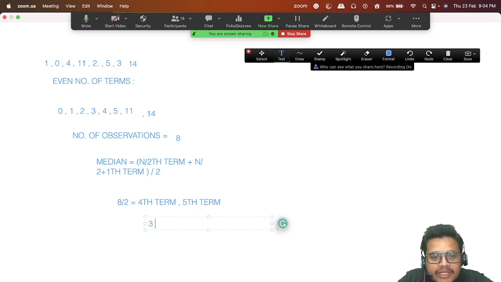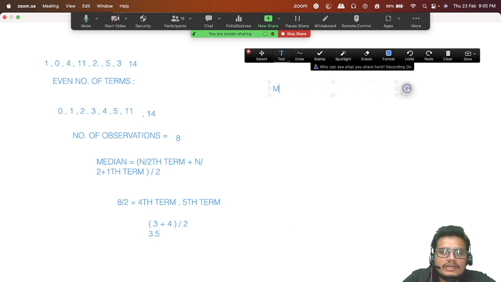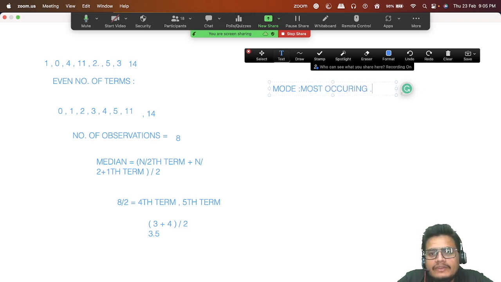तो मतलब क्या हो? (3 + 4) बाई 2 है ना. So this is my simple median, that comes out to be 3.5. Fine. Now the last measure is mode. I can say it is most occurring value, repeating value. I can say most frequent value या most repeating value.